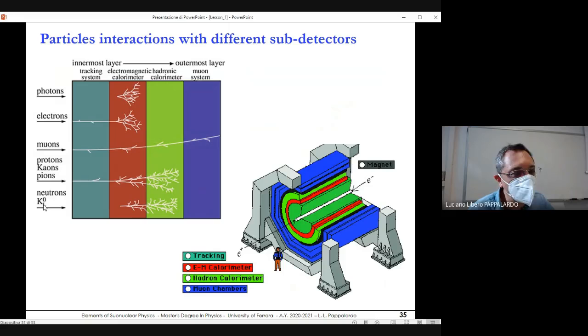Then you might also have neutral hadrons, like the neutrons or the K0. Again, they are neutral, so they do not leave any signal in the tracking system. They release some energy in the electromagnetic calorimeter and most of the energy in the hadronic calorimeter. And then finally, you have the muons. The muons are the most penetrating ones. They cross the full detector, so they leave some signal everywhere in the detector, and they escape. They are not stopped in the material.